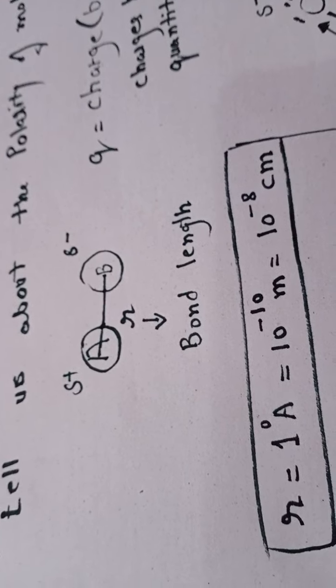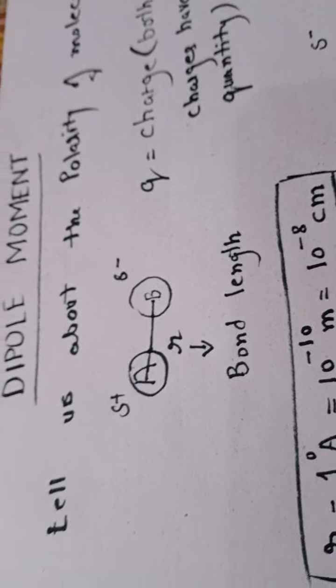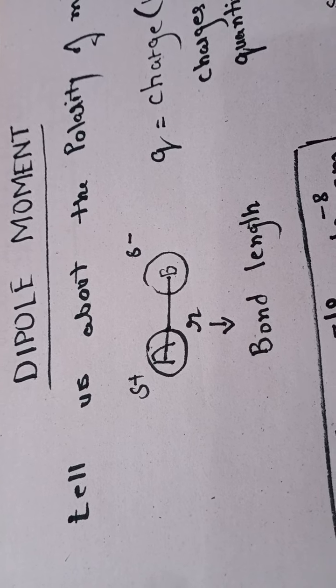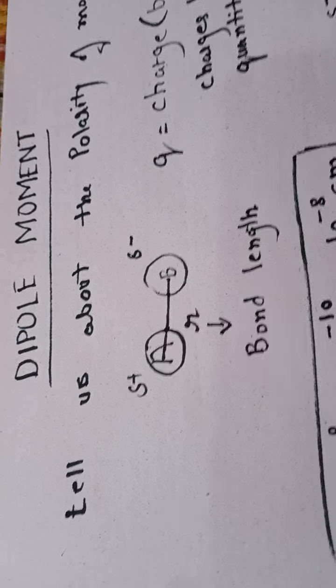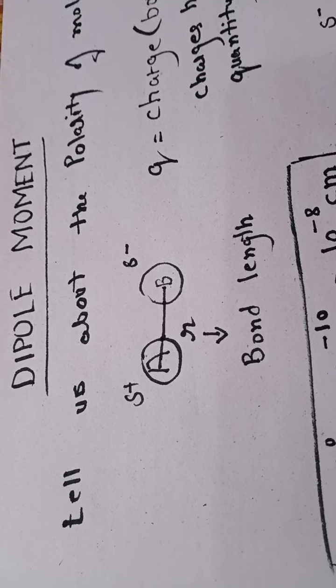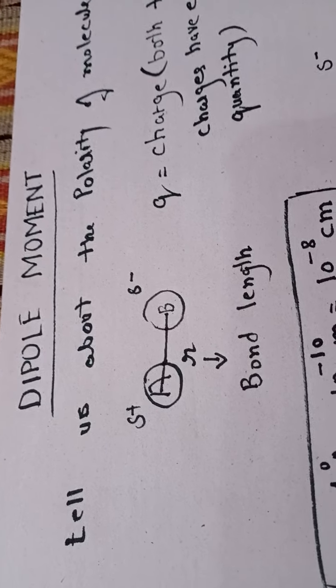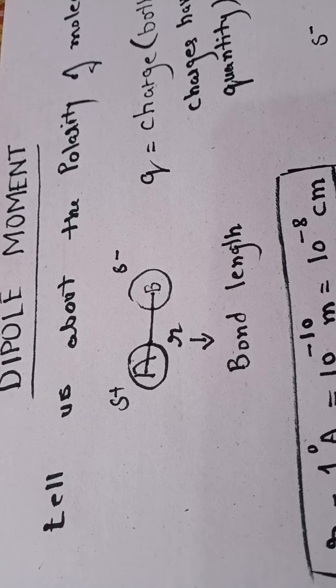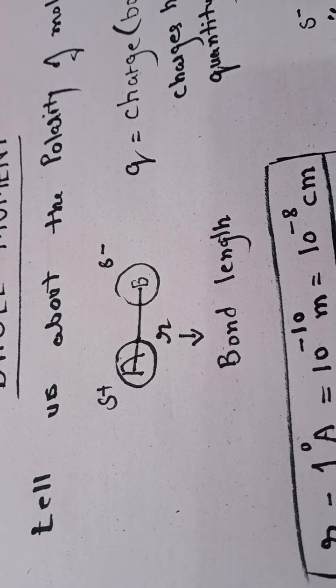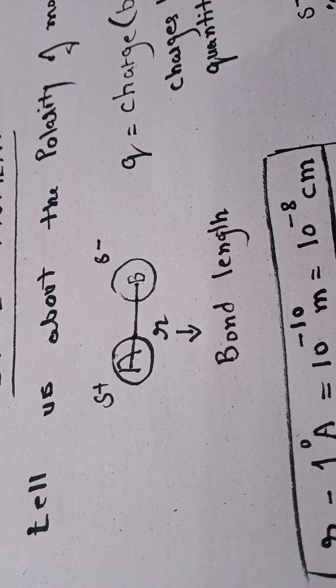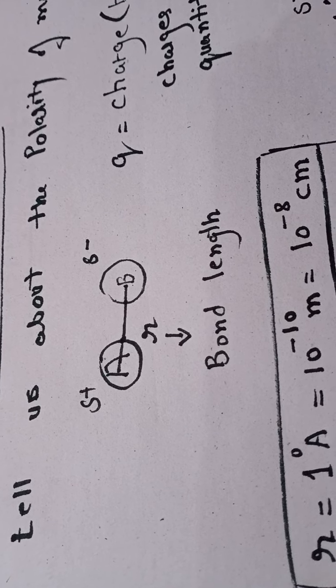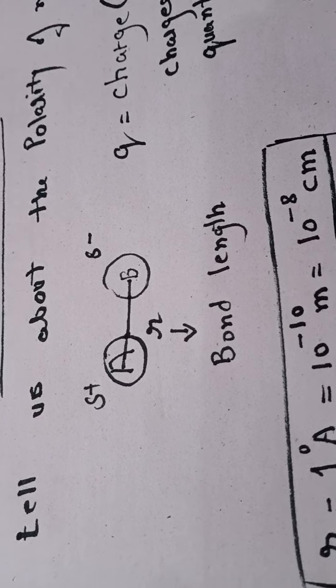Now we have to discuss how we can calculate the value of dipole moment. The value of dipole moment tells us whether the molecule is polar or non-polar, or how much polar the molecule is, more polar or less polar. So we can calculate the dipole moment by using a formula, and we must know two values.